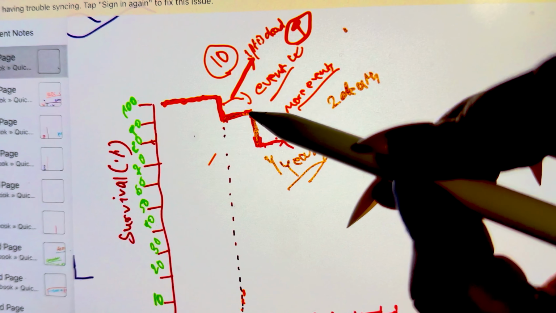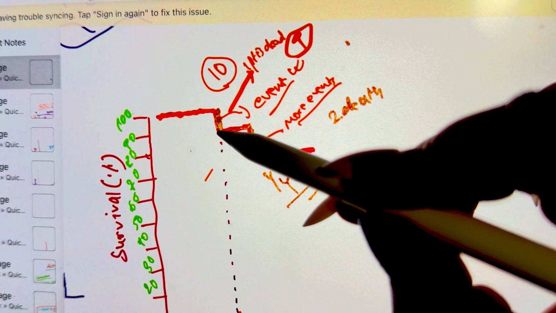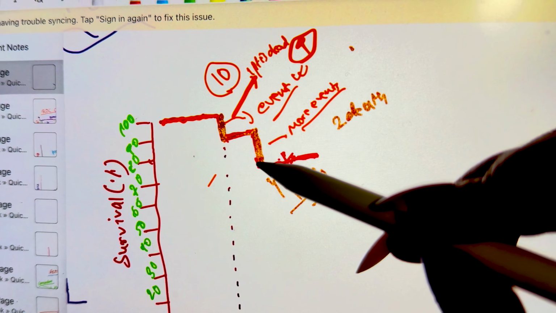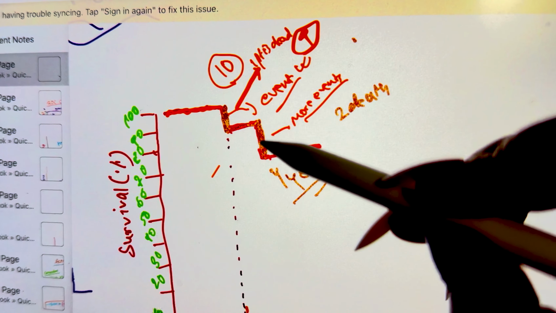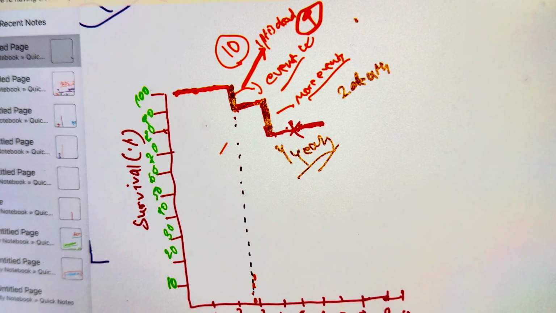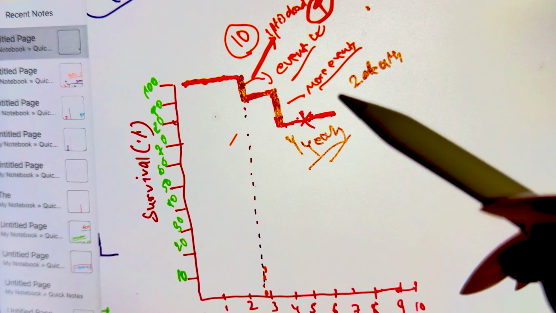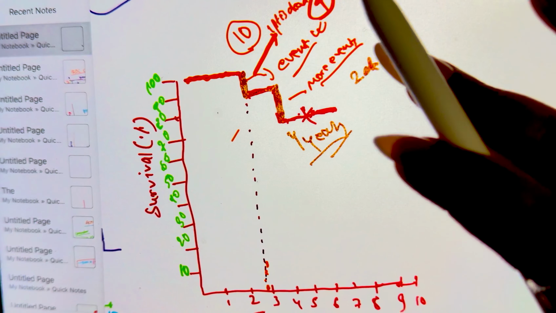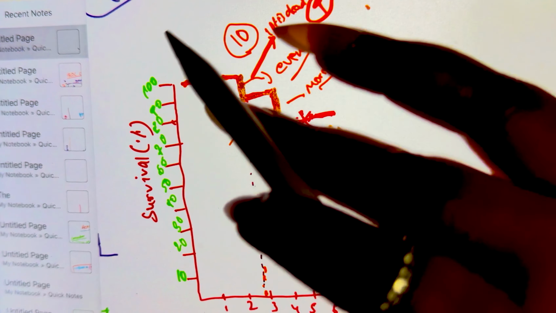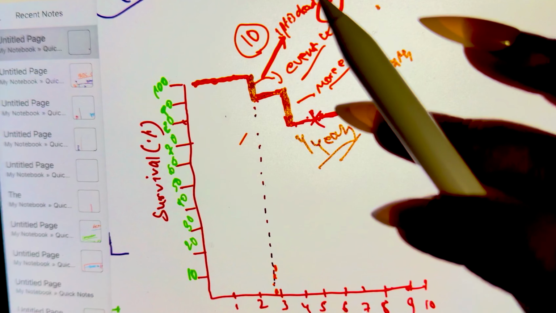Now you can clearly see, here one patient is dead, so the dip is smaller, but here two deaths have occurred, so the dip is larger. What it means is that the larger the vertical drop, the more events have occurred at this time. This is one of the simplest ways to understand the Kaplan Meier curve.